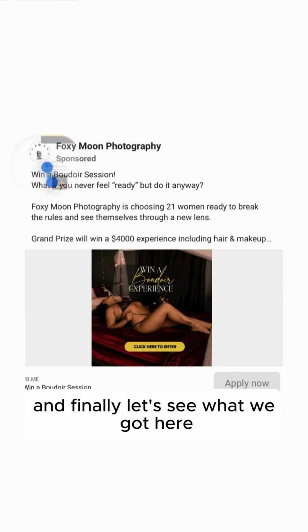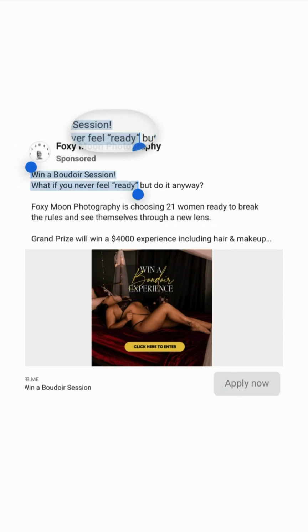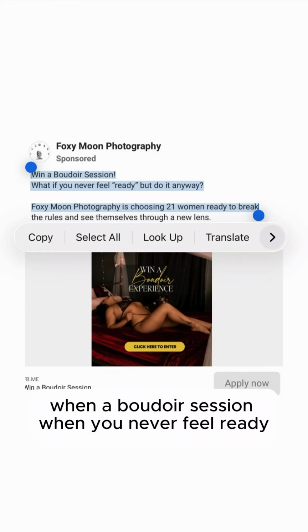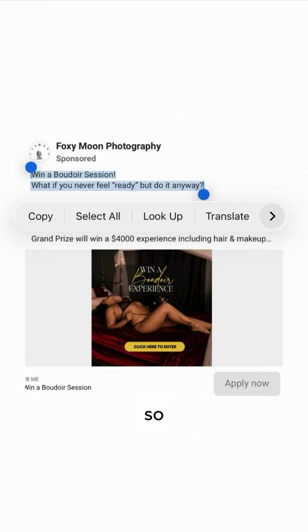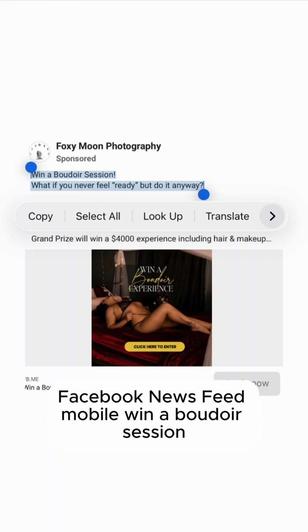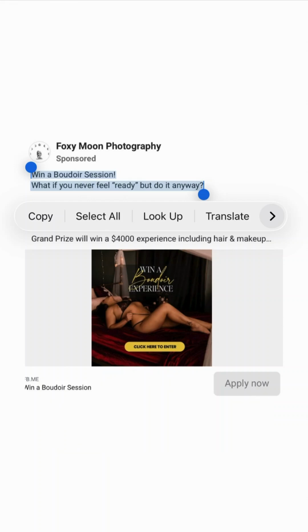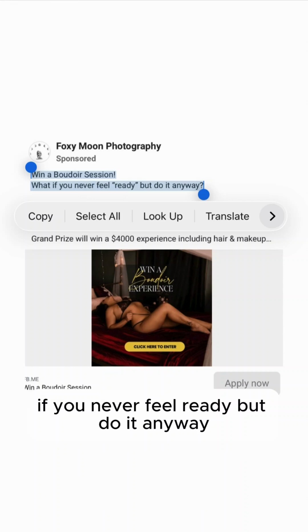And finally, let's see what we got here. "When a boudoir session, when you never feel ready, but do it anyway." So, looking at the See More headline here, first 2 3/4 lines, Facebook newsfeed mobile: "When a boudoir session, if you never feel ready, but do it anyway."